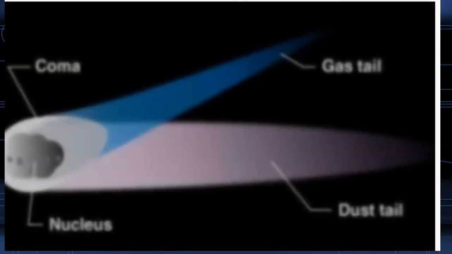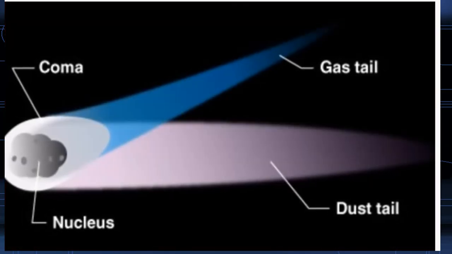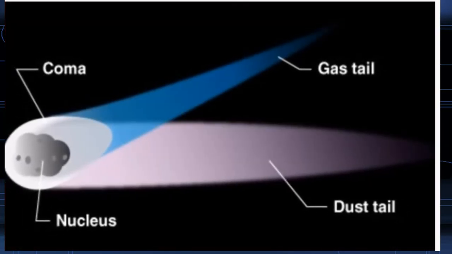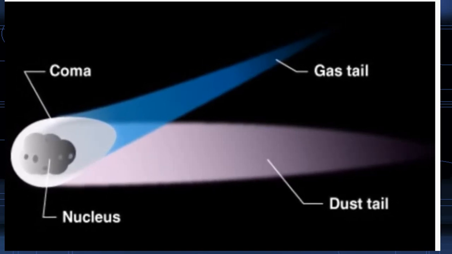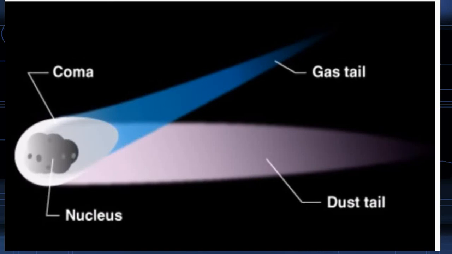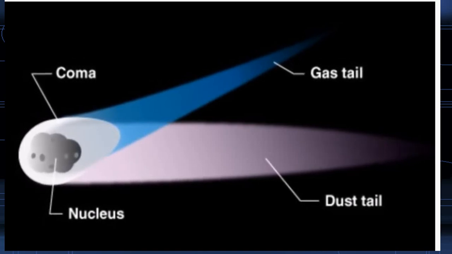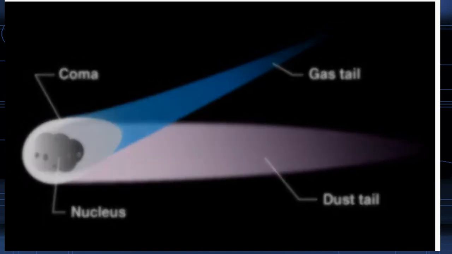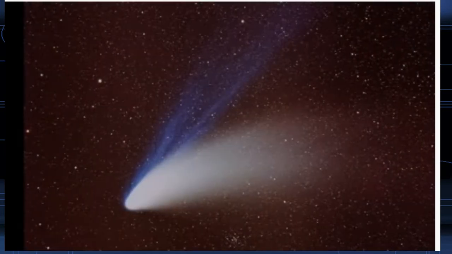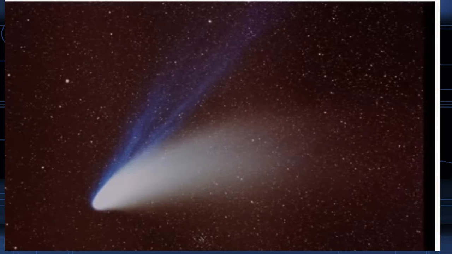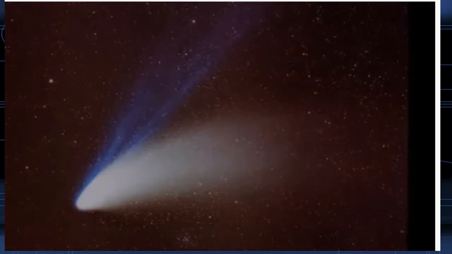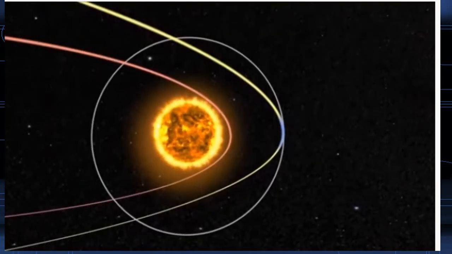There are three main parts of a comet: the nucleus, or solid central structure made of rock, dust, and ice; the coma, or dust and gas forming a thin atmosphere around the nucleus; and the tails. Comets generally have two different tails. One is made of gases, the other is made of dust. These two tails usually point in different directions.